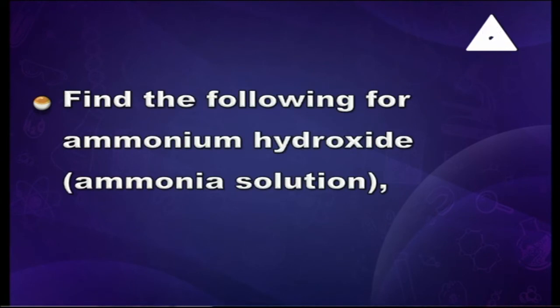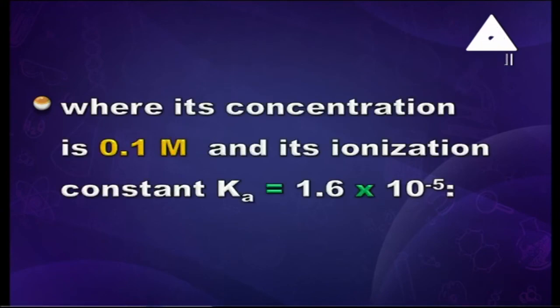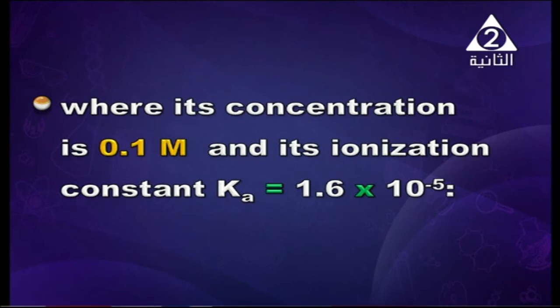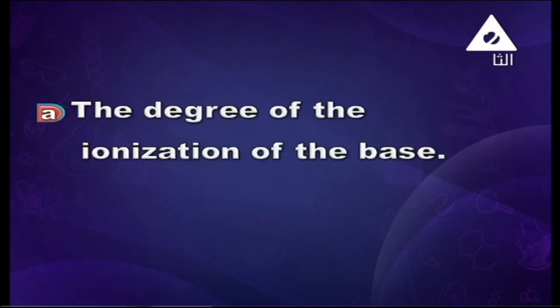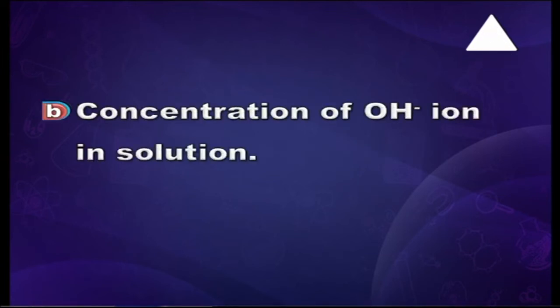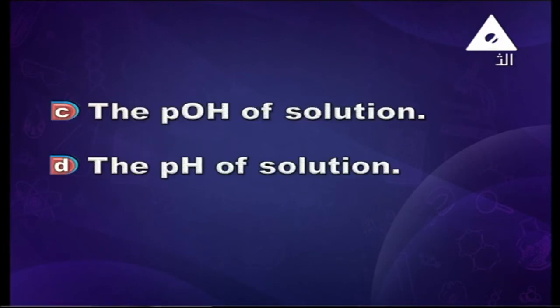Another example, find the following for ammonium hydroxide solution or ammonia solution, where its concentration is 0.1 molar and its ionization constant Kb equals 1.6 times 10 to the power negative 5. Find the degree of ionization of the base, and then the concentration of hydroxide ion in the solution, and the pOH of the solution, and the pH for the solution.